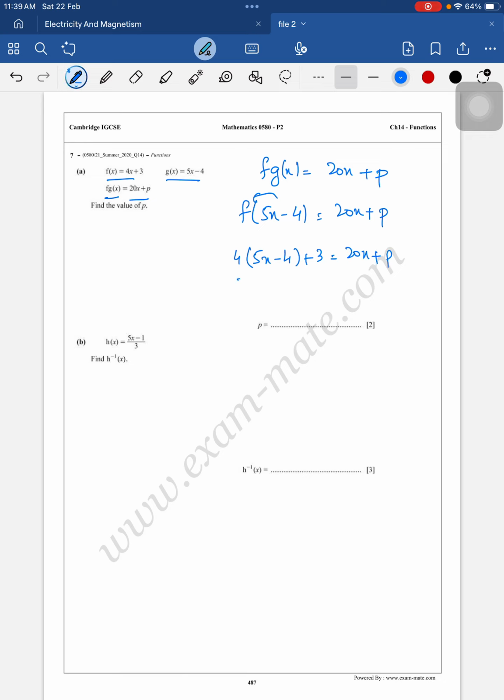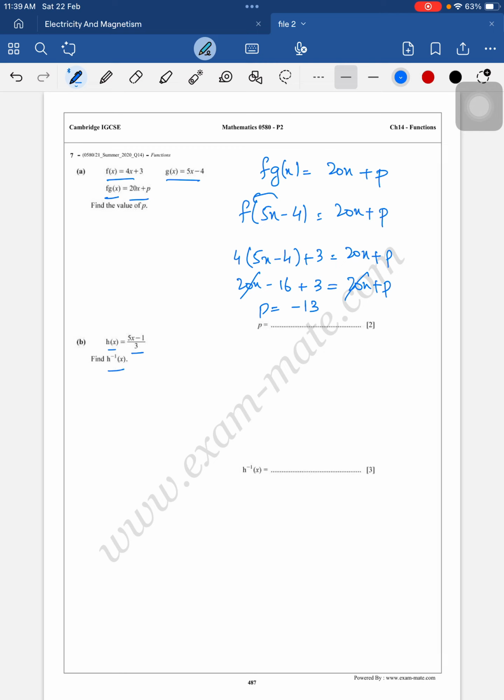Simplifying it, 4 5s are 20, 20x minus 4 4s are 16, plus 3 is equal to 20x plus p, right? So 20x cancels with 20x, because both are positive, left and right hand side. Okay, so p is equal to minus 16 plus 3, which is equal to minus 13. I hope that's clear.